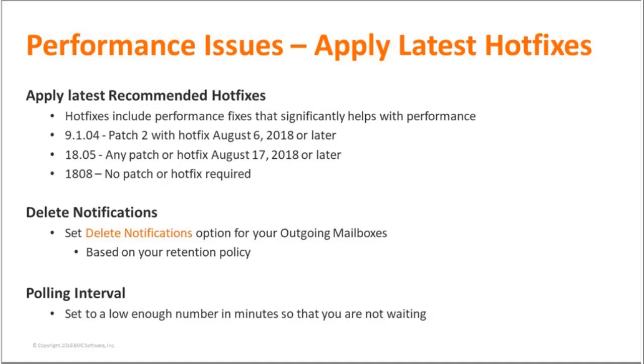When working with a performance issue, the first thing you want to do is make sure that you've looked at the latest recommended hotfixes, because there is a hotfix that can significantly help with email engine performance. If you're on 9104, make sure you're on patch 2 with a hotfix dated at least August 6th. If you're on 1805, on any patch level, make sure you're on a hotfix that's dated August 17th or later. 1808 includes the fix already, so you don't need to worry about that. But it's always a good recommendation, and support recommends this in general, that you look at our recommended hotfixes, and in this case, there is likely a fix if you have performance issues.